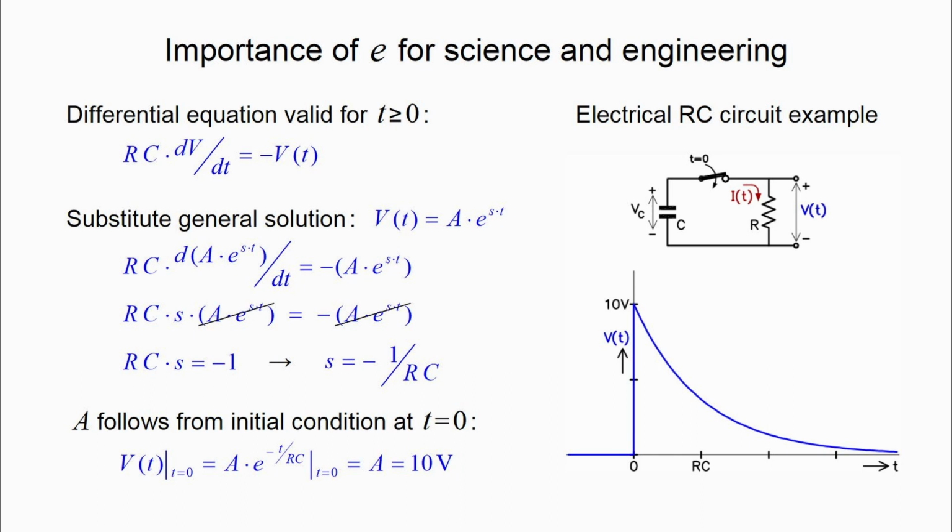Now the full solution is known. V(t) = 10 volts times e^(-t/RC). This is valid only from the moment on when the switch was closed, so for t equal to or greater than 0. Prior to that moment, its value was stuck at 0.